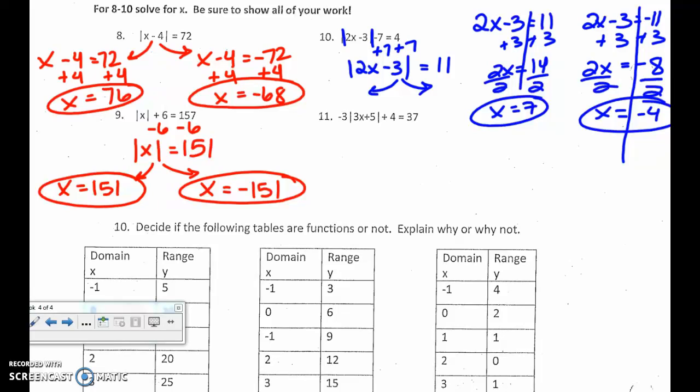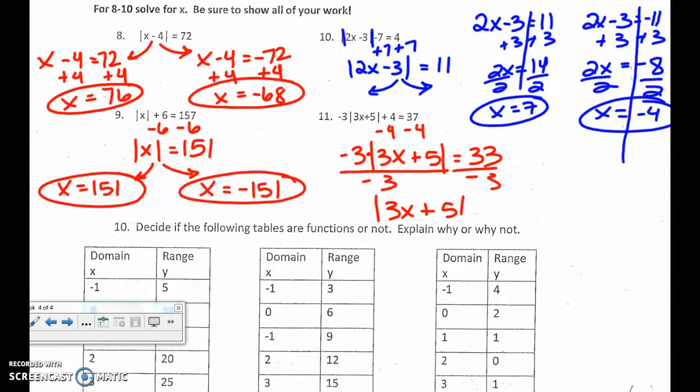Great. Okay. Number 11 is a challenge one. Okay, I first had to subtract my 4. And then you'd have to divide by -3 because it's multiplication going on between there. Okay, so we get absolute value of 3x plus 5 equals -11. Notice that anytime we have an absolute value bar by itself and it equals a negative number, there's going to be no solution.